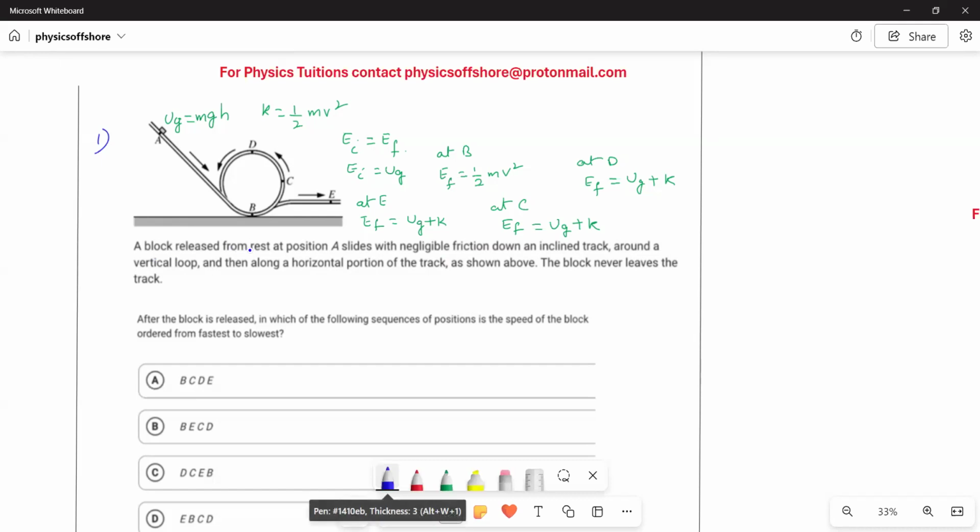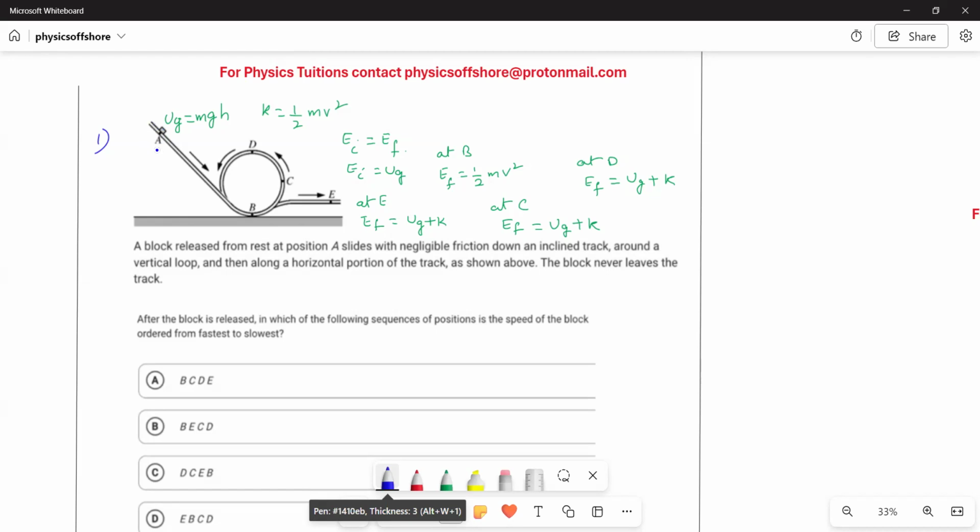A block released from rest at position A slides with negligible friction down an inclined track around a vertical loop and then along a horizontal portion of the track as shown above. The block never leaves the track. After the block is released, in which of the following sequences of positions is the speed of the block ordered from fastest to slowest? Here the block is sliding from a height h.